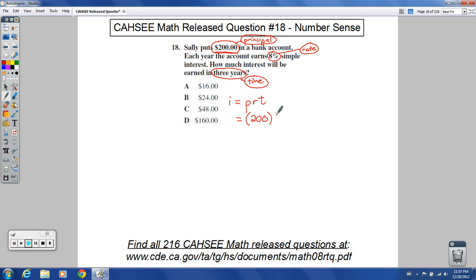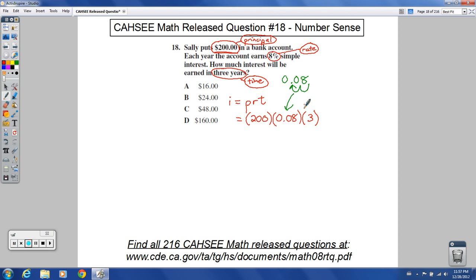The rate, we need to write as a decimal, so we need to change it to a decimal. So what is 8%? Well, I do a little bit of side work here. So 8% as a decimal, we have to move it 2 spots. So this would become 0.08. So that's going to go in right there. So this would be 0.08, and then times the time, times 3 years.